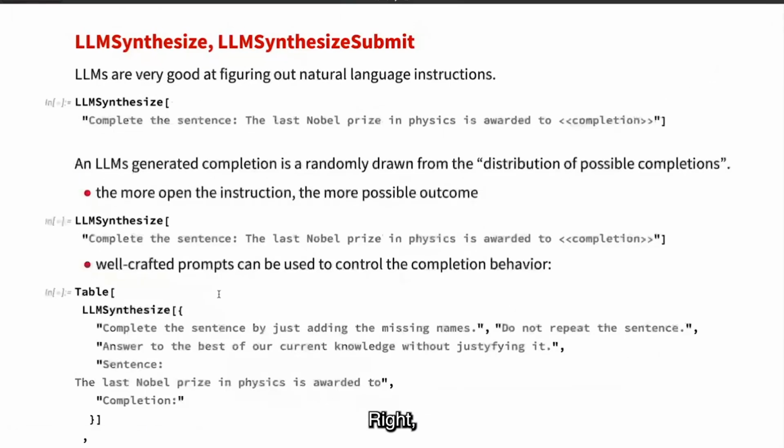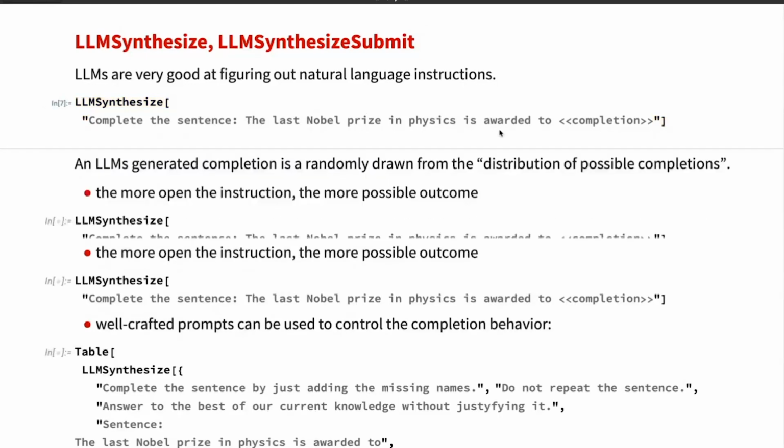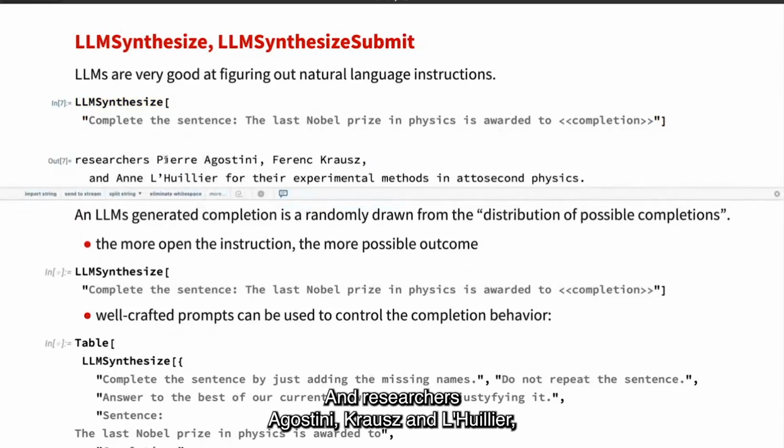nominees, right? And what's very interesting in terms of programming with LLMs is that they are very good at figuring out implicit instructions, which are very classic in natural language, and you can quickly get something that is very productive. So using LLMSynthesize for completion, complete the following sentence: the last Nobel Prize in physics is awarded to, I can hope to get a few names, and researchers Agostini, Krausz, and L'Huillier, which is the Nobel Prize from 2023.